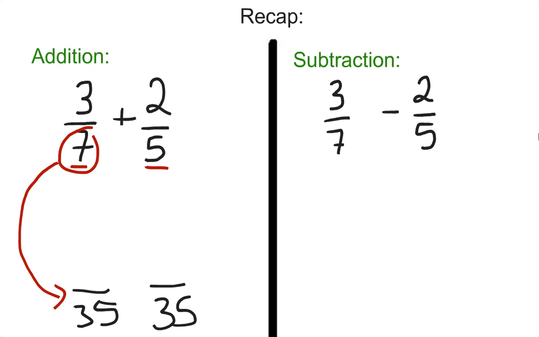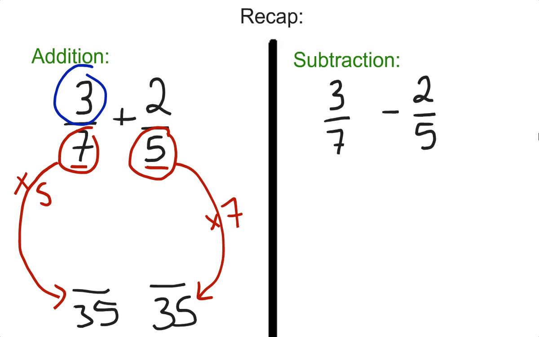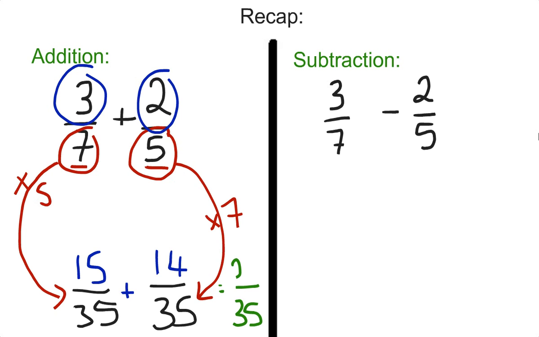What did I times the 7 by to get 35? I times it by 5. And what did I times the 5 by to get 35? I times it by 7. So now let's deal with the top numbers. 3 times 5 is 15, and 2 times 7 is 14. And when we add them together, we should get the answer, which is always out of 35, and it's 29 out of 35.